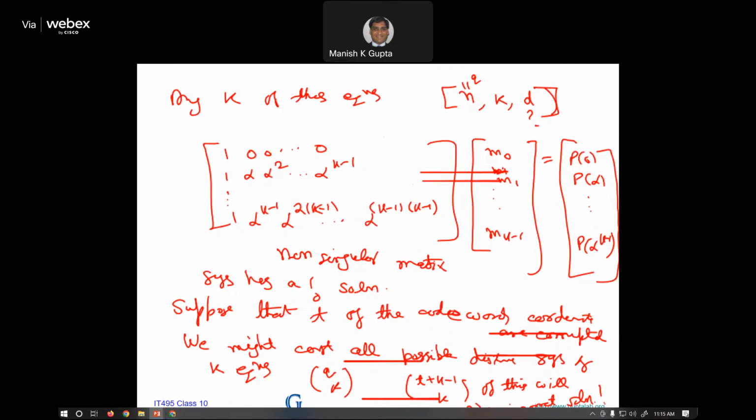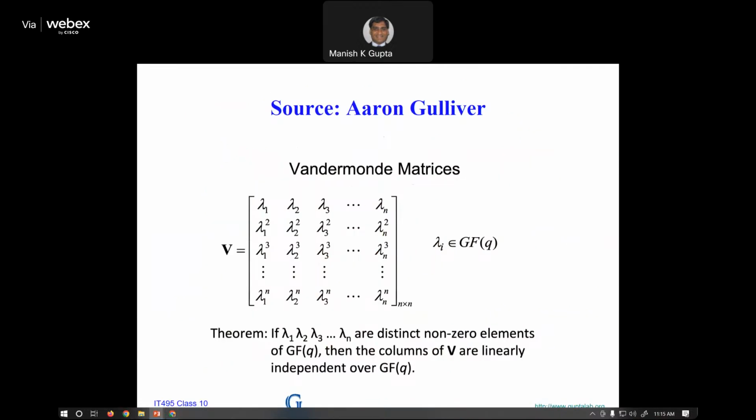Look at this. Lambdas are distinct non-zero elements of GF(Q). If you take two lambdas the same, suppose alpha, alpha, the determinant will be 0, right? You don't want them to be the same. As long as the lambdas are distinct, this matrix will be non-singular. So you can actually prove it. I gave you an idea. Just take the subtraction, and then the expression will come out.